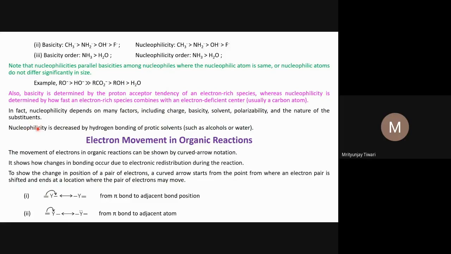And when they behave as bases, they can abstract H plus ion from the protic solvent. So nucleophilicity will decrease because of this. The protic solvent is a solvent which can provide H plus ion, a proton, and thus the nucleophilicity decreases in polar protic solvent. I'll stop this lecture here, and from the next lecture we'll see electron movement in organic reactions and some kinds of effects we'll be studying in our next lecture.